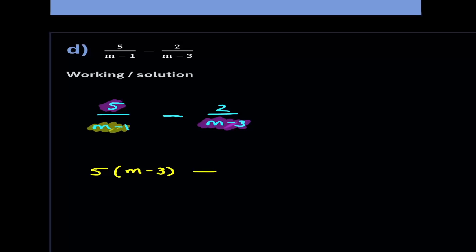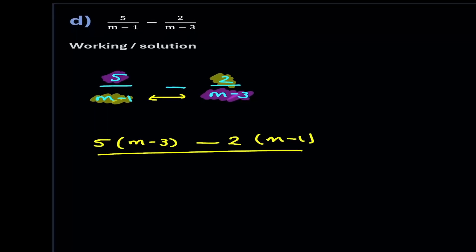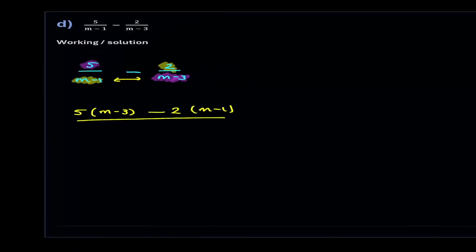So subtract that multiplied by that. 2 multiplied by m take 1, and then on the denominator, it's both of these multiplied by each other. So m take 1, m take 3.